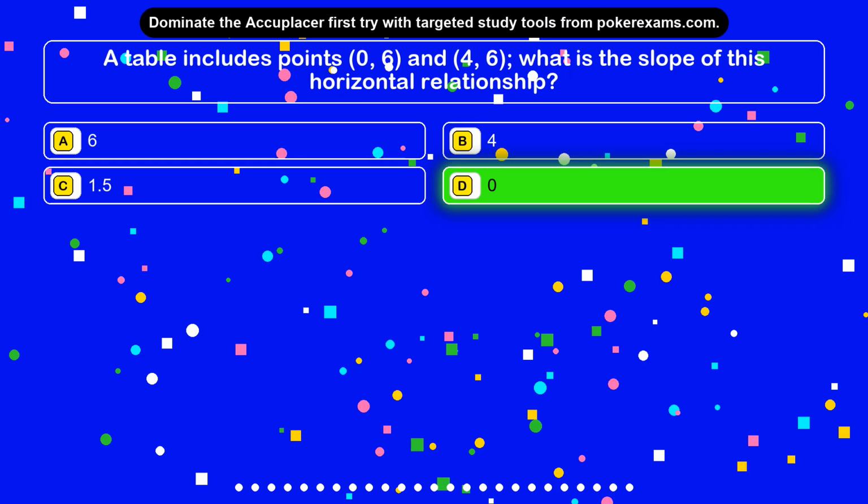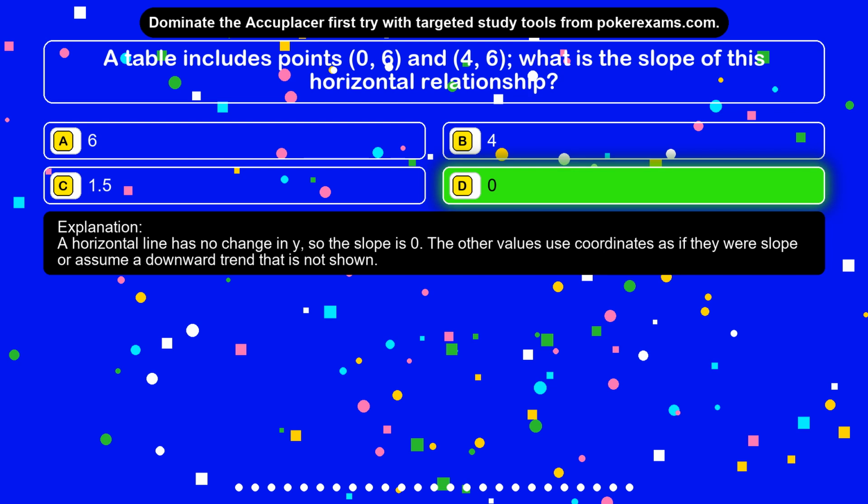The correct answer is option D, 0. A horizontal line has no change in y, so the slope is 0. The other values use coordinates as if they were slope or assume a downward trend that is not shown.